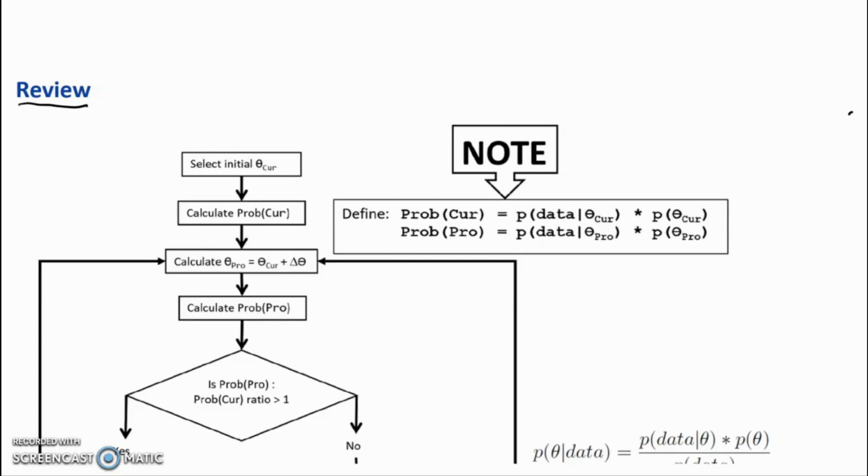So I want to begin with a review of the Metropolis algorithm as it's applied to Bayes' theorem. So we start off with initialization. We specify a current value of theta.